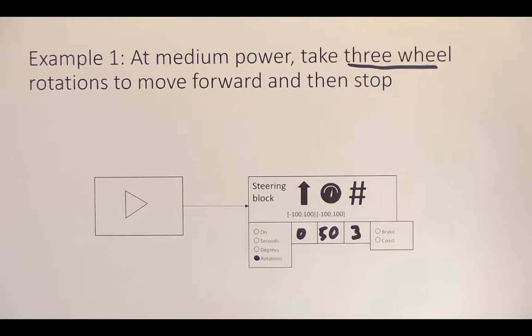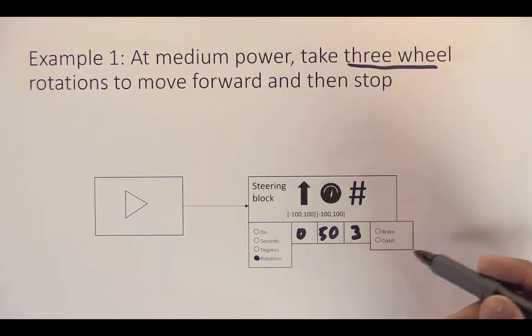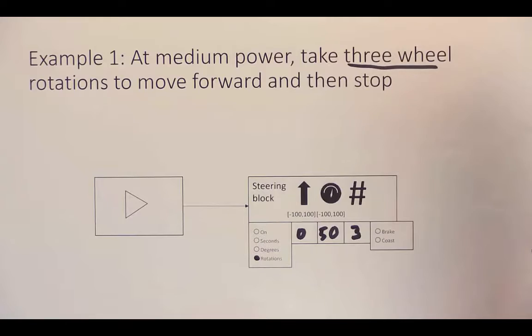So the final thing that we need to choose is braking and coasting. Braking is when we choose and tell the motors to stop themselves after these 3 rotations have been made. However, coasting allows the robot to sort of carry itself onwards, but we will never use coasting. Generally speaking, we will always use braking.